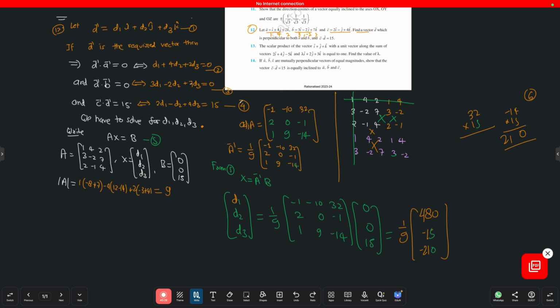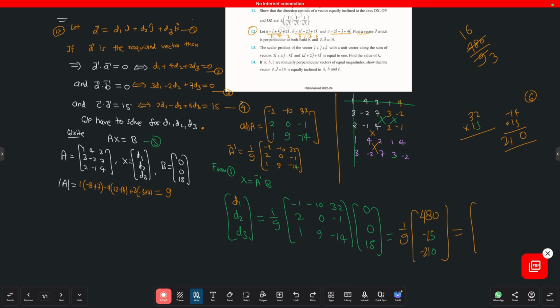Now 450 upon 9 for D1, and similarly D2, D3. We can cancel: 3 times 3 is 9, and 3 times 150 is 450, so 150 by 3. And minus 15: 3 fives are 15 and 3 threes are 9, so minus 5 by 3. Again 3 sevens are 21, so minus 70 by 3. So D1 is 150 by 3, D2 is minus 5 by 3, D3 is minus 70 by 3.